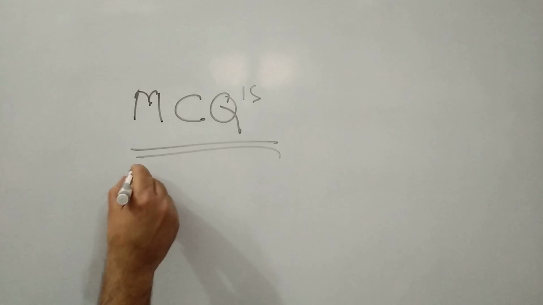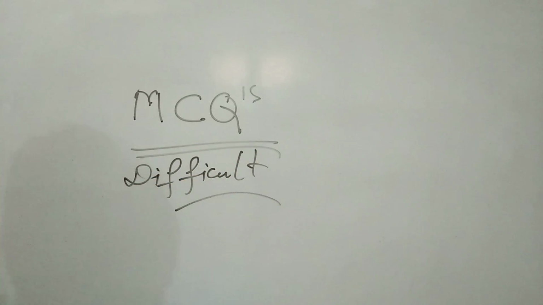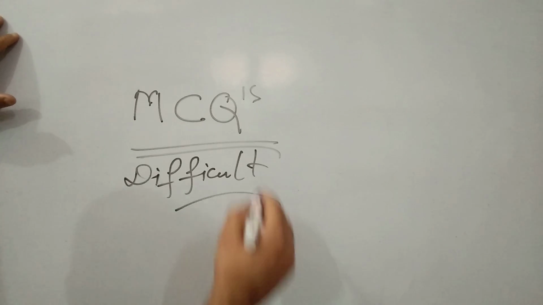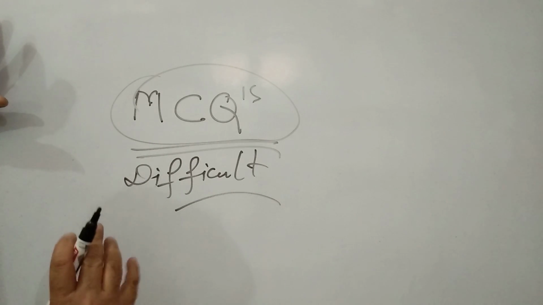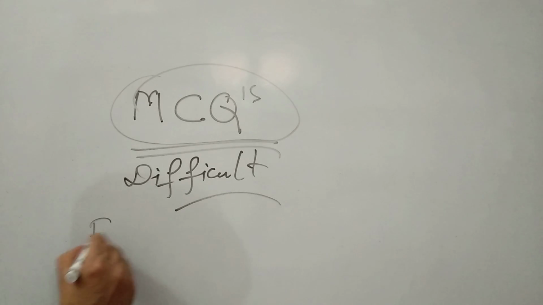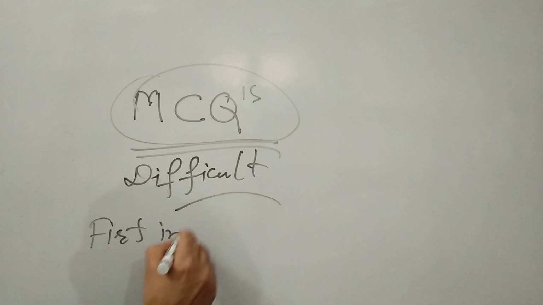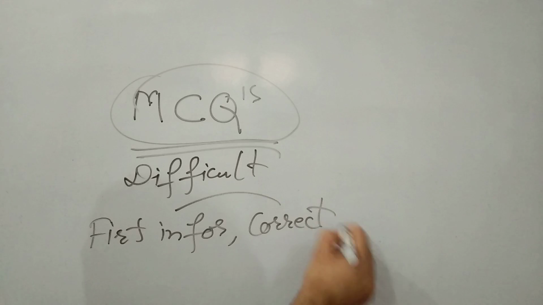MCQs are a very difficult type of question, and if they are in the last passage, things become worse for us. So I suggest that you just read the statement of the MCQ, don't read the answers. Go to the passage, find the location, and whatever information you first grab, keep in mind that the information you get first is always correct. First info is always correct. 99% chances are that it is correct.